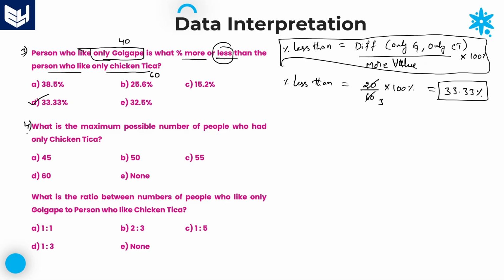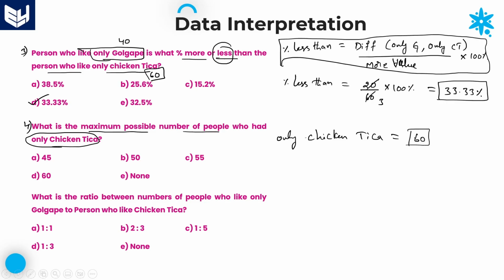Next, question number 4. See here, what is the maximum possible number of people who had only chicken tikka? That means you need to take only chicken tikka value. How many members are taking only chicken tikka? That is 60 only, right? The maximum possible is definitely 60.